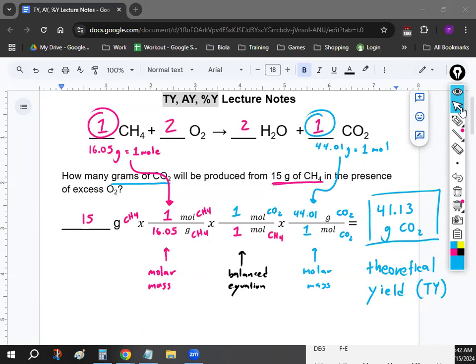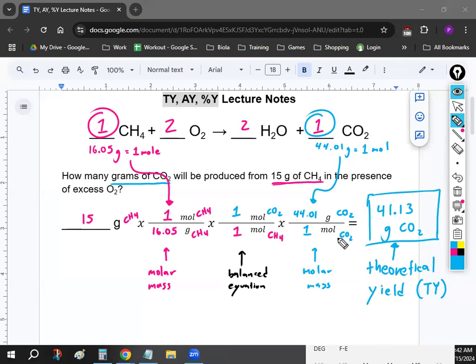All right, and it's pretty much what the name sounds like. It's your yield, so how much of a chemical you can make in theory, okay? So whatever number you get after you do your stoichiometry, that number is always going to be your theoretical yield, okay? So you guys can just label the number that we got for our problem as your theoretical yield.